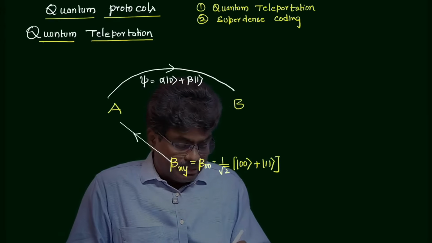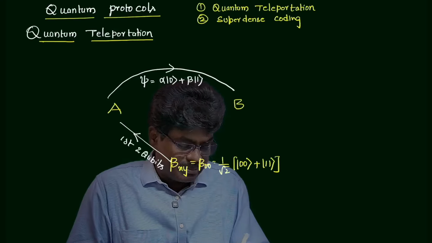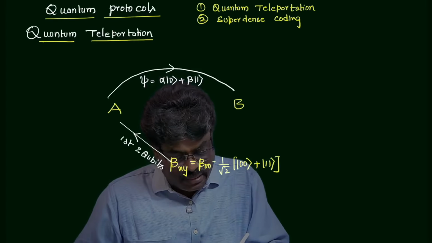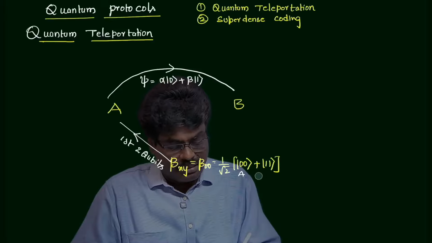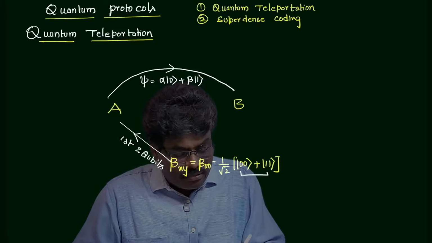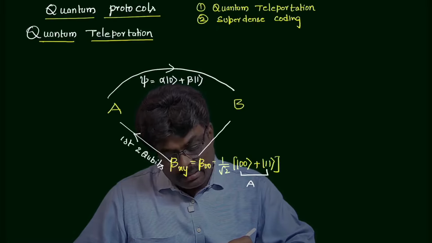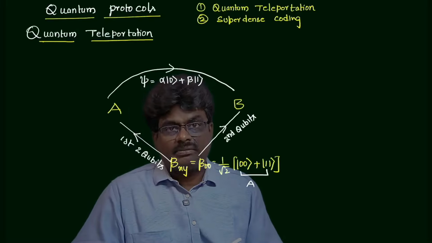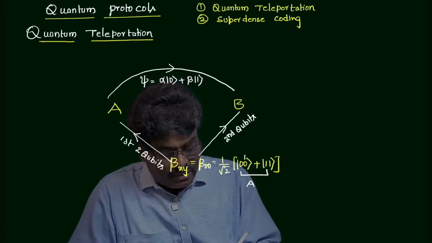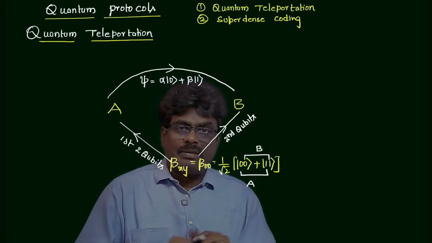From this Bell state, A takes the first qubits, that means you can take this as A and this is also A, and B takes the second qubits of the Bell state. So that is nothing but this second 0 and here second 1. These two qubits are taken by B.